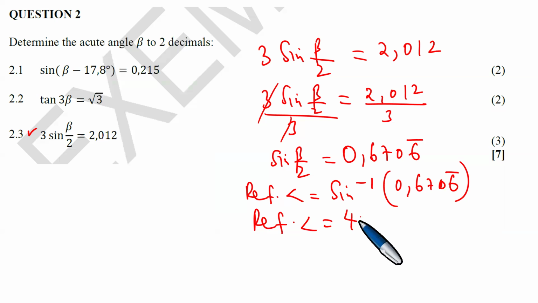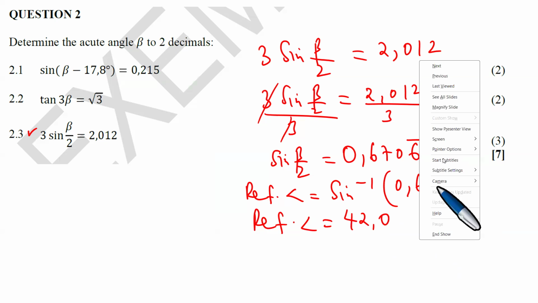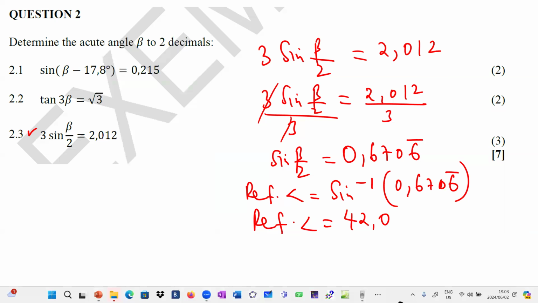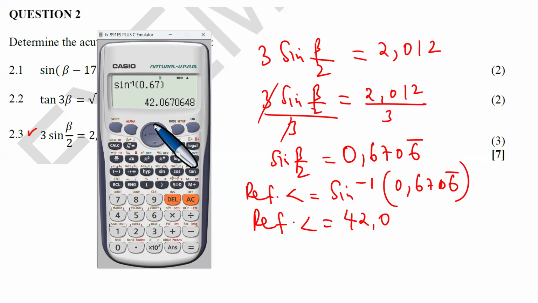Let me check it again. Bring the calculator again. So it's 42.07.